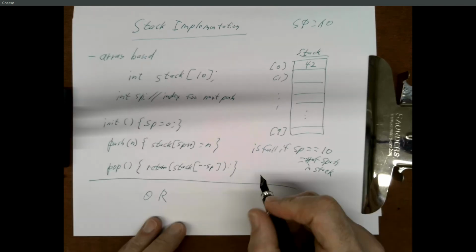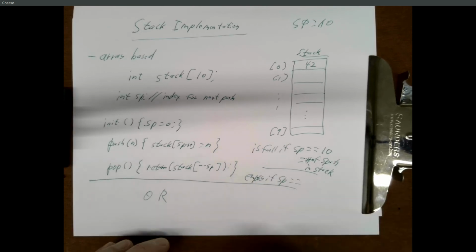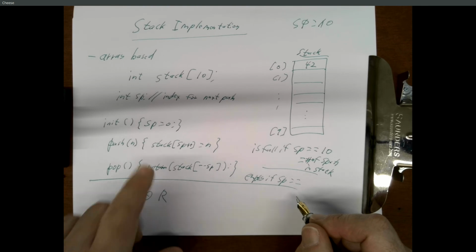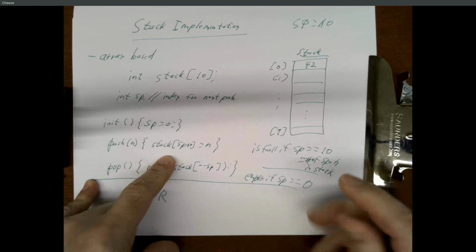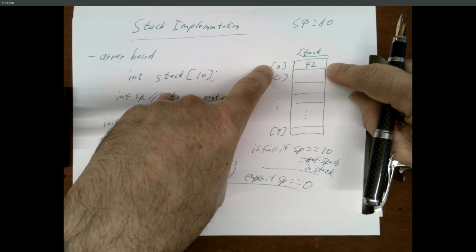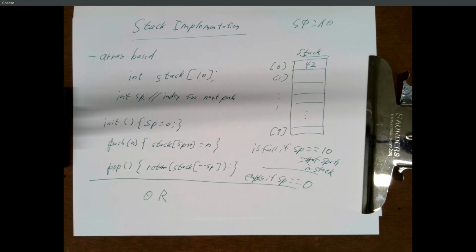And when is the stack empty? If SP is negative 1. Or wait, is it post increment? Yeah, this one. Okay, so if SP is 0, then it's fine. So that's just negative 1, right? Well, actually, if SP is 0, we've just initialized. SP is where we're going to do the next push. So if SP is 0, we're going to push into this first location, but we haven't pushed anything there yet. Oh, sorry, you meant empty as well. Yeah, so if SP is 0, the stack is empty.